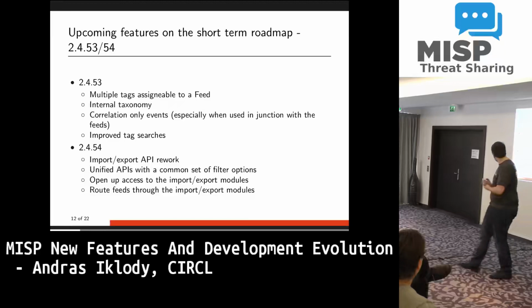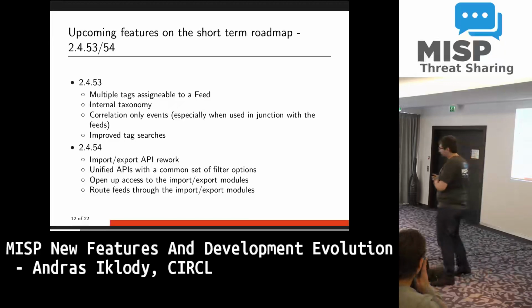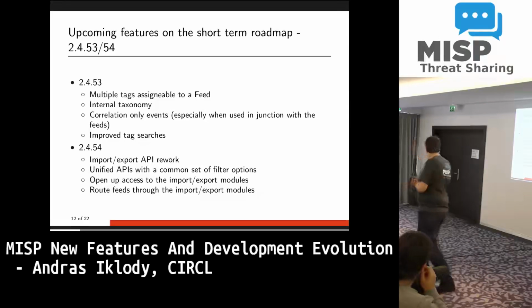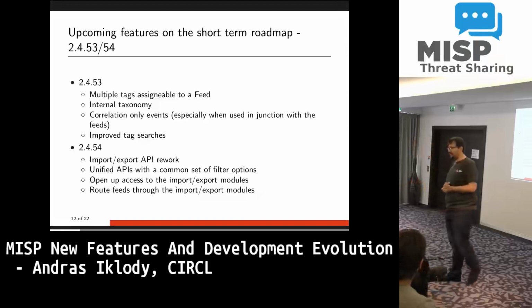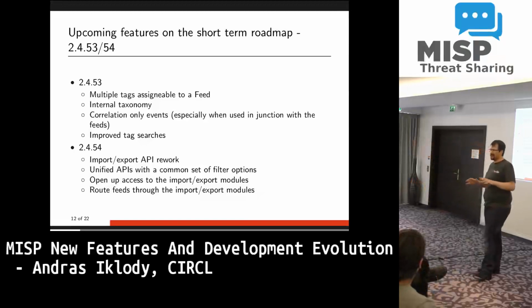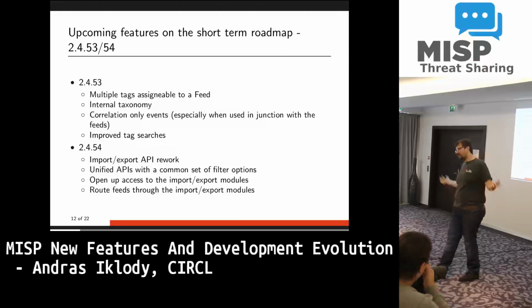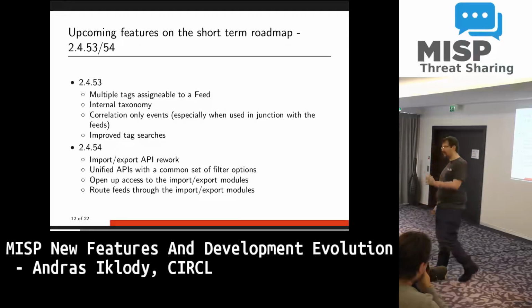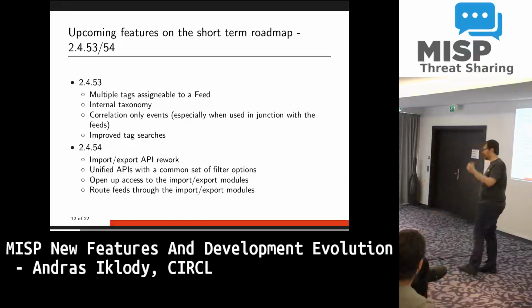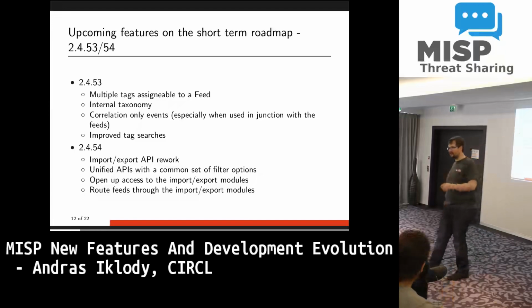For the version after that, 2.4.54, and this is something that's been in the works for a longer time, is a rework of the import and export APIs. Right now we have a long list of APIs and it's a bit of a mess. They don't have a consistent set of parameters that you can use to filter data. We want to rework all that, have one export API, where you set the type, what the output format should be, and set the same consistent parameters for it.